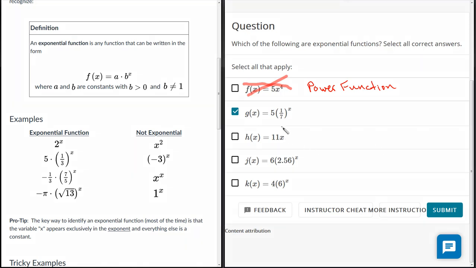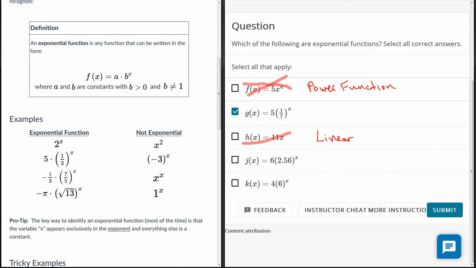Next one here. Well, you guys should know what kind of function this is. This is a linear function. If you graph that, you just get a line. And so there's no exponent. So there's no way that's an exponential function.